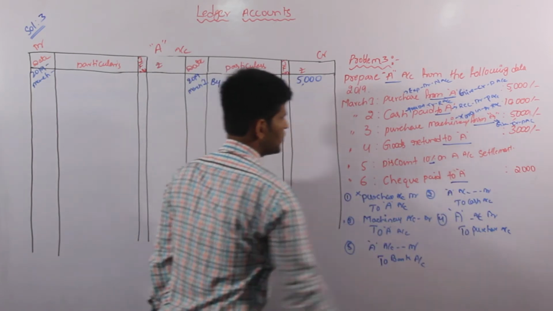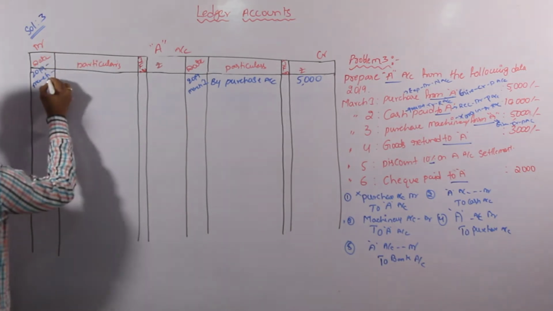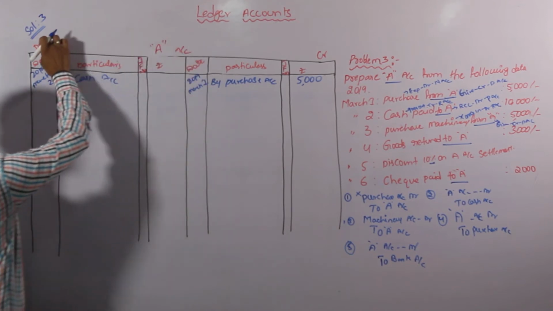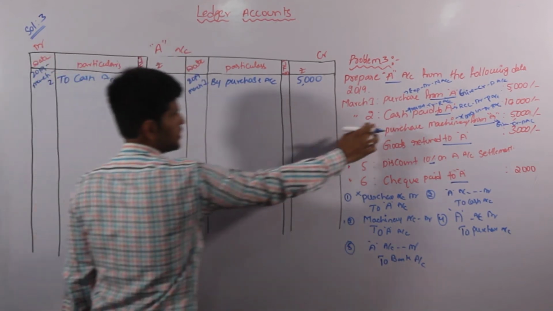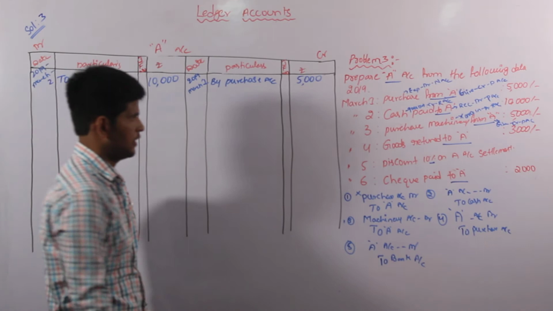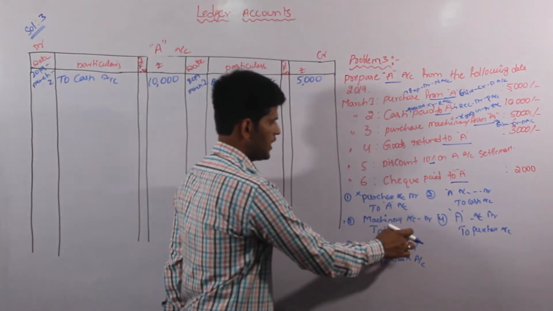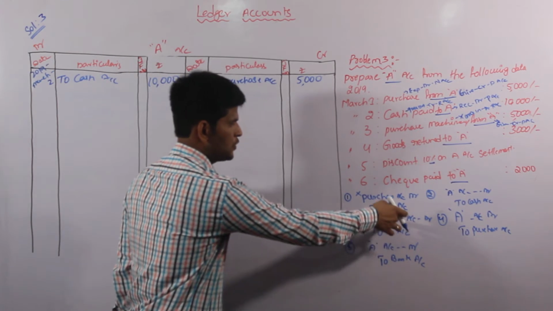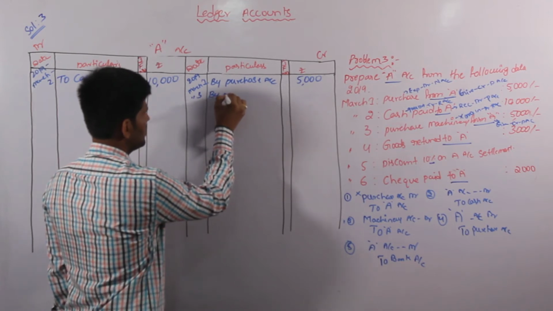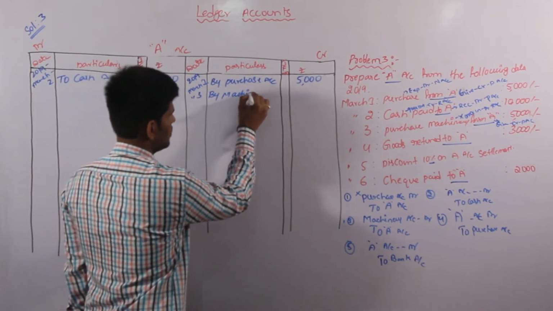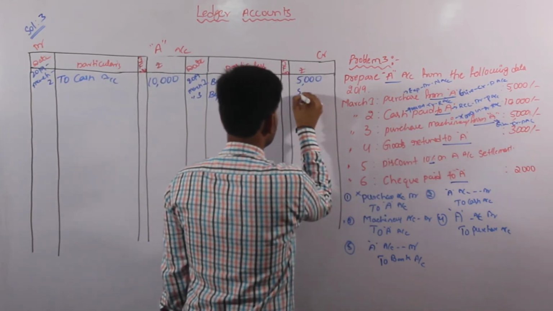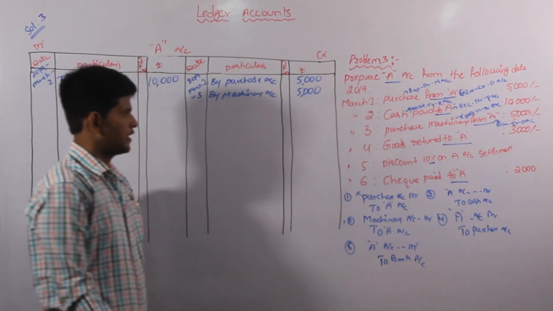Second one, A account debit to cash account. So this is the representation. Second day transaction, 10,000. Right. Next one, machinery account debit to A account. A will be on the credit side, so we credit A account by machinery account, from 5000, right? And come to the next one.